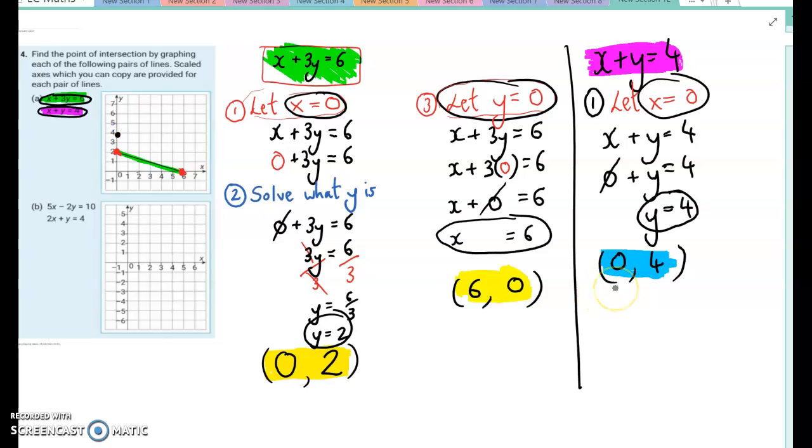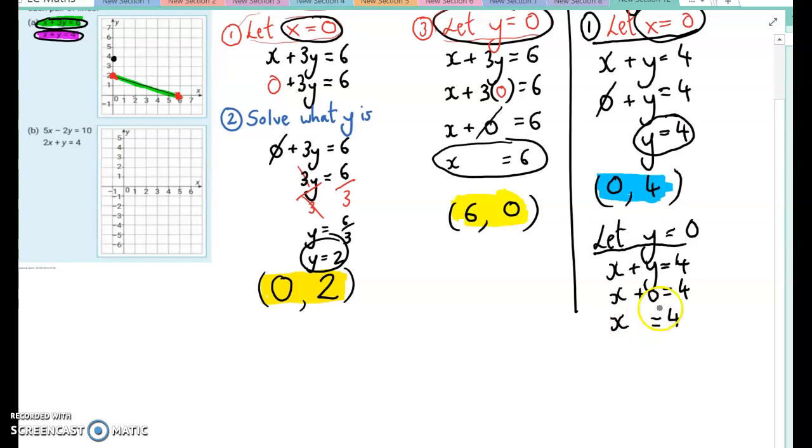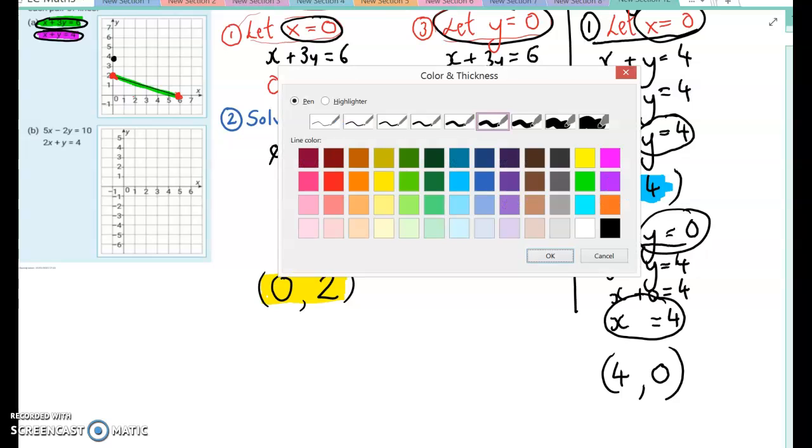Now I need to do it again, except this time let y equal to 0. So first time I let x equal to 0, now I'm letting y equal to 0. So my equation was x plus y equals 4. Now I'm going to say x plus 0 equals 4. That means x is equal to 4. So now I have my second coordinate. The x coordinate is 4, that always comes first, and the y coordinate is 0. So it's 4, 0.